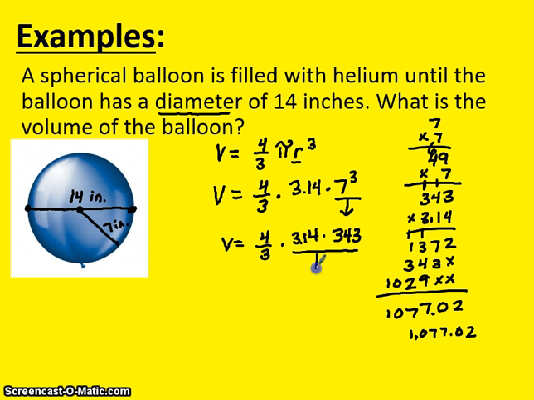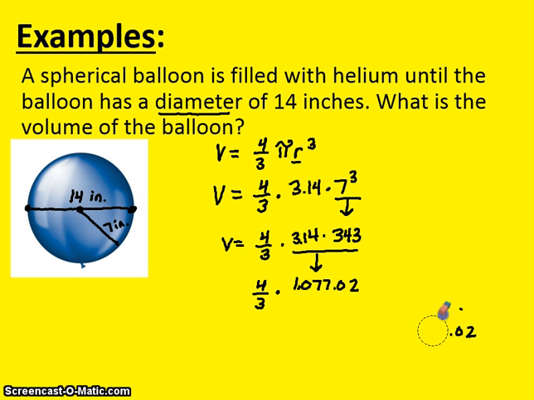Now that we've calculated 3.14 times 343 as 1077.02, we only need to multiply this by 4/3. There are a few different options that you can use for multiplying by 4/3. You could first change 4/3 to a decimal and multiply it by 1077.02, or you can multiply 1077.02 by 4 and then divide by 3. Either way is a fine option. I usually prefer to multiply first and divide by 3.